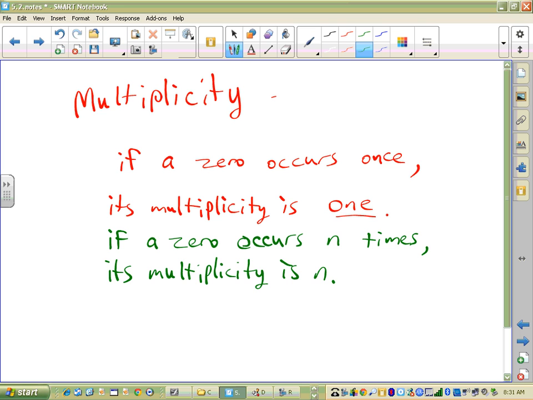This doesn't make any sense yet, Mr. Minnick. It will in a second. If a 0 occurs once, its multiplicity is 1. If a 0 occurs n times, its multiplicity is n. That one's going to save me a whole lot of writing, because I could have written for 2 or 3 or 4 or 5 or 6 or 7 or 8 or 9 or 10 and so on. You can say stop if you want. Nobody's going to say stop. Okay. All right. Thank you.